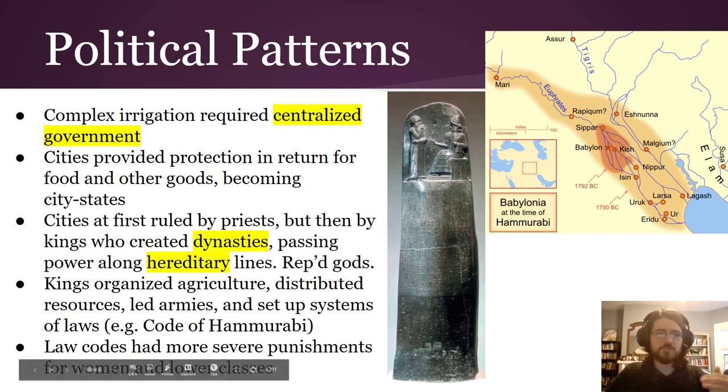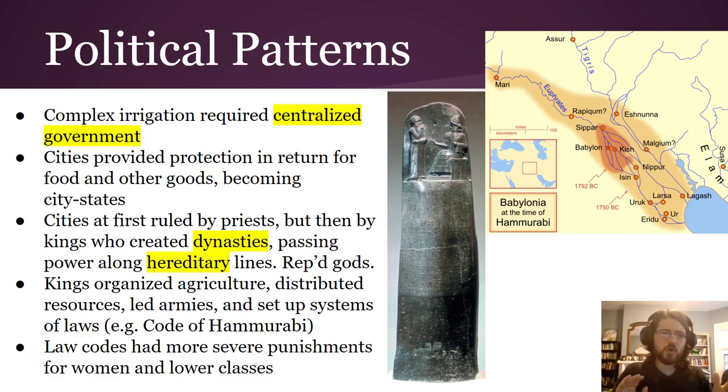So here are some key political patterns. All these complex irrigation systems, because the rivers are so unpredictable, required a lot of organization. And so centralized government developed here, meaning that the government at the heart of the city was the one making all the decisions from the very top. Not like everybody's doing their own thing with a little bit of organization. No, no, no. Clear organization from the very top to make all this important agricultural stuff happen.